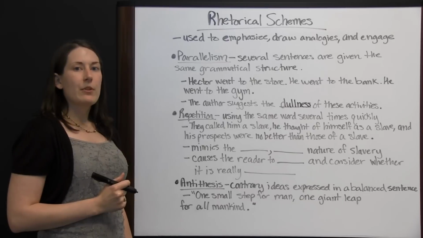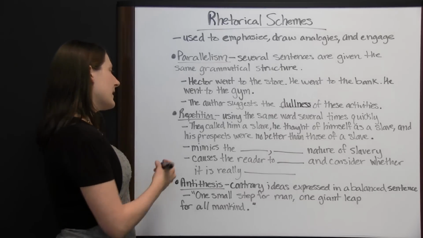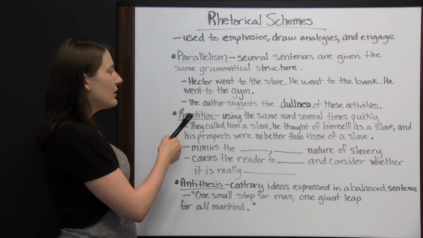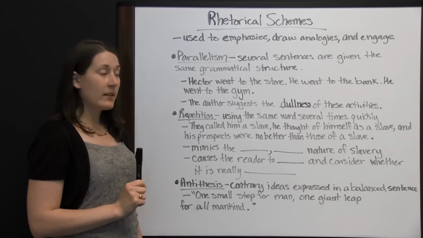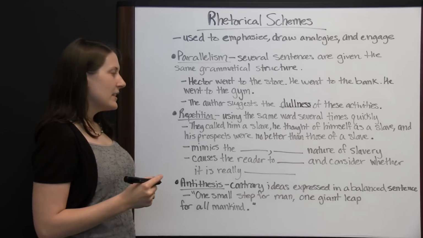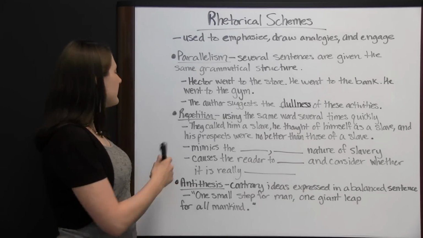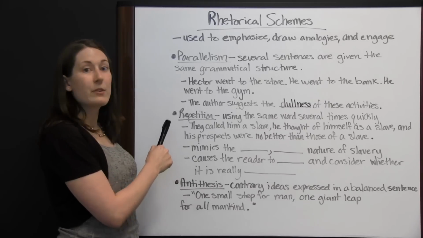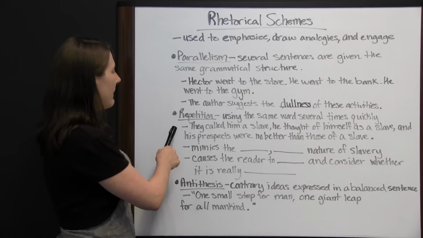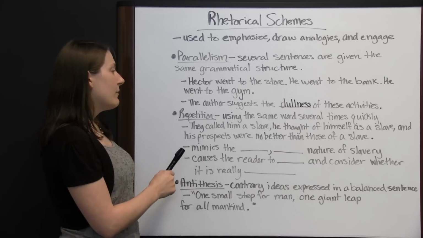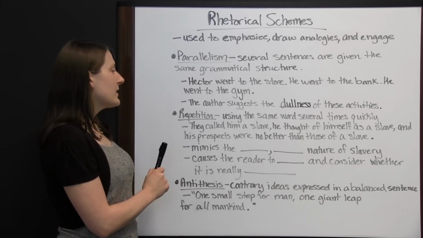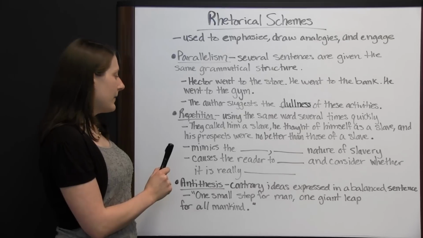Repetition is another example of a rhetorical scheme. Repetition is when you use the same word several times quickly, and the author does this for different reasons. Let's look at an example and then we'll discuss those reasons. They called him a slave. He thought of himself as a slave, and his prospects were no better than those of a slave.